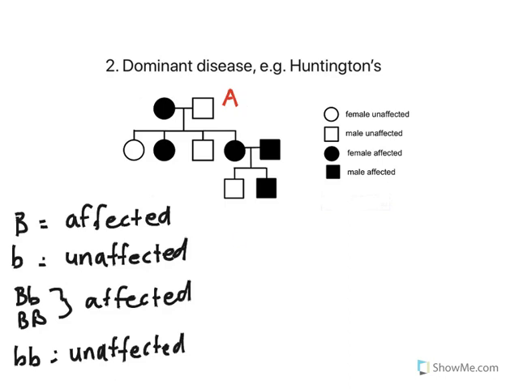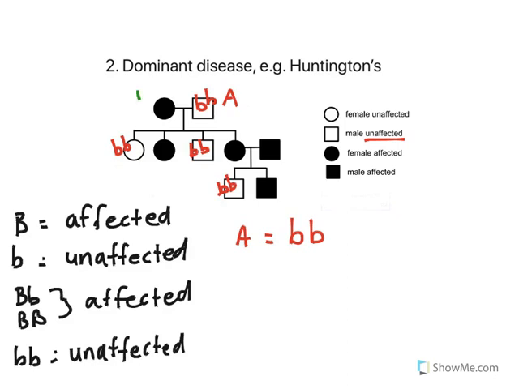So person A, if we have a look, is male and is unaffected, which means that their genotype has to be 2 small b's. So we can fill that in on our chart, 2 small b's. Same thing goes for anybody who's unaffected. Whether you're male or female, if you're unaffected, you have 2 small b's, the recessive allele.